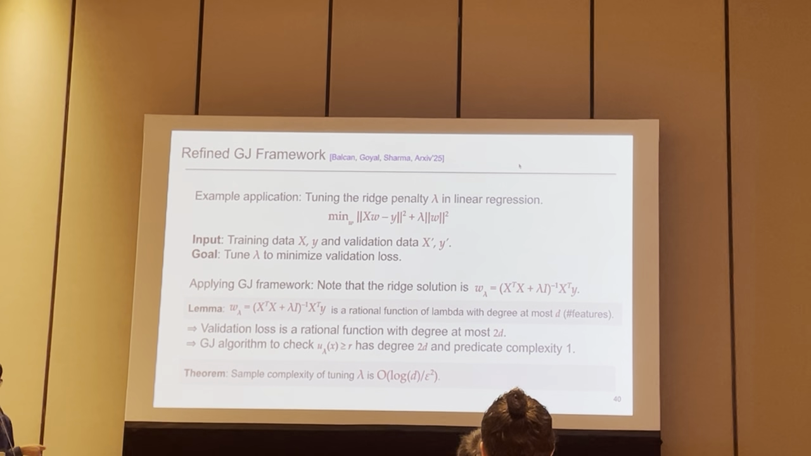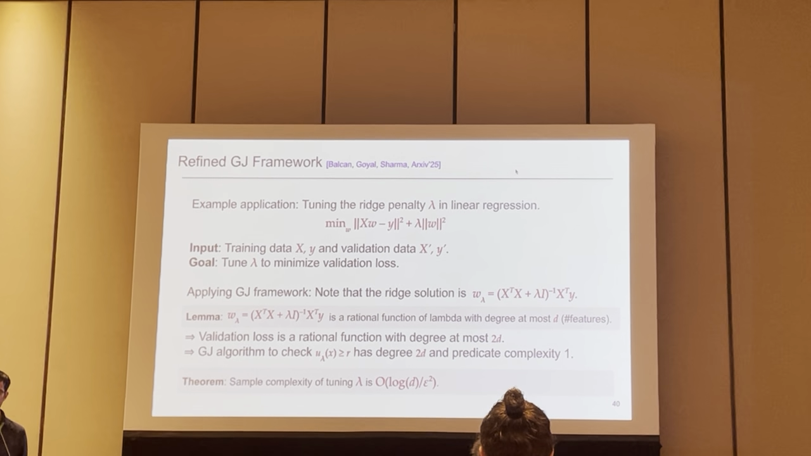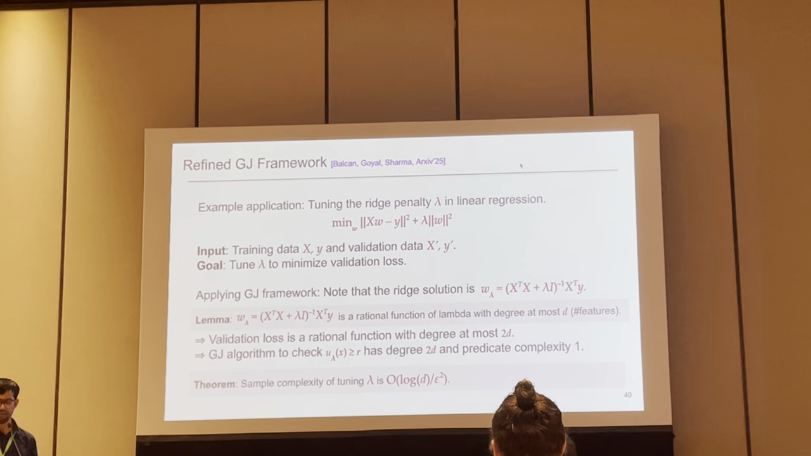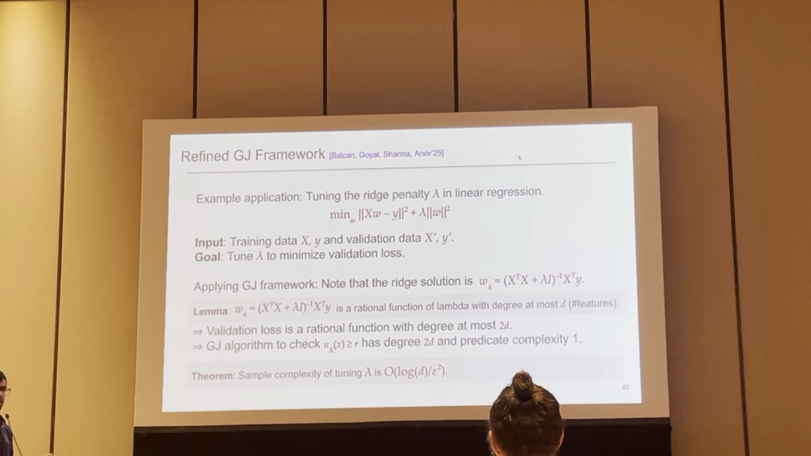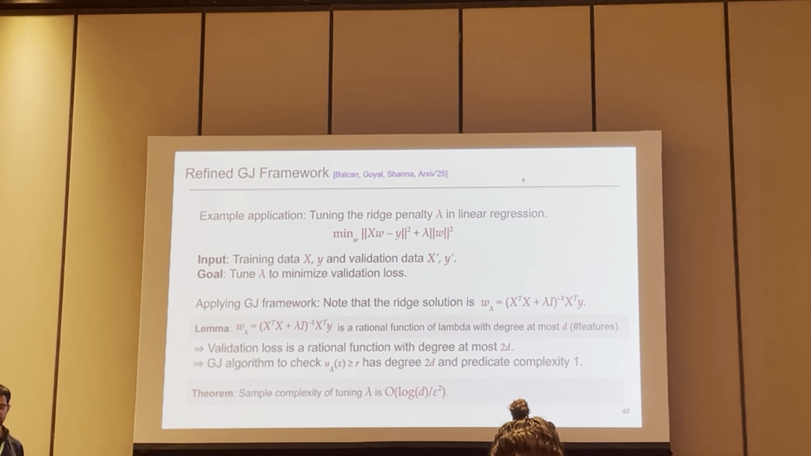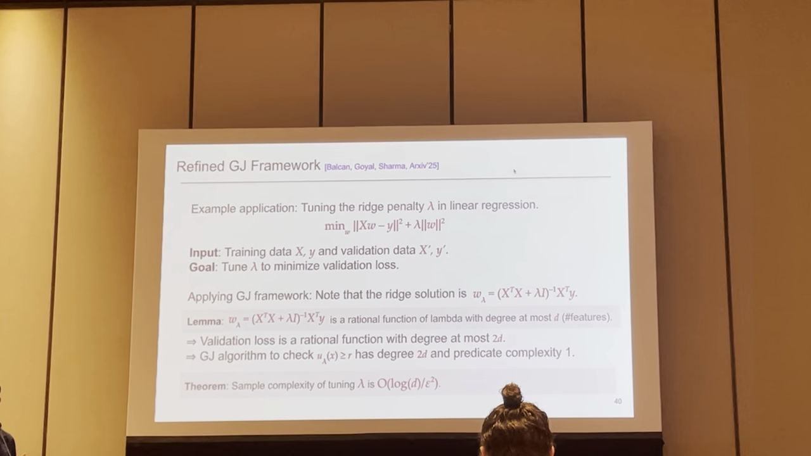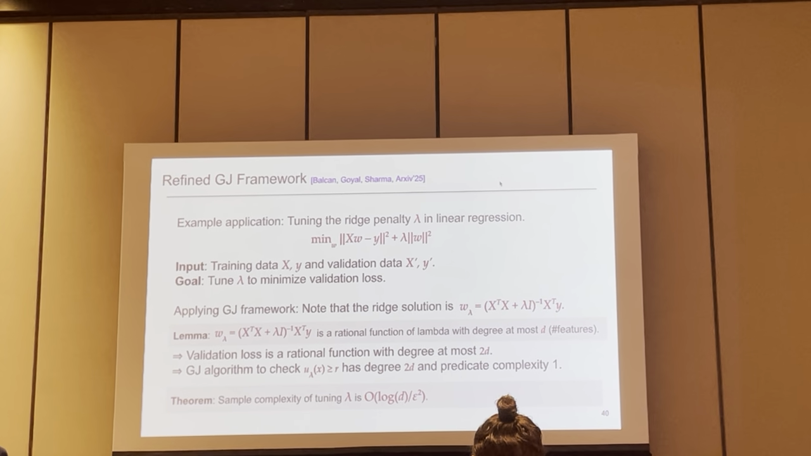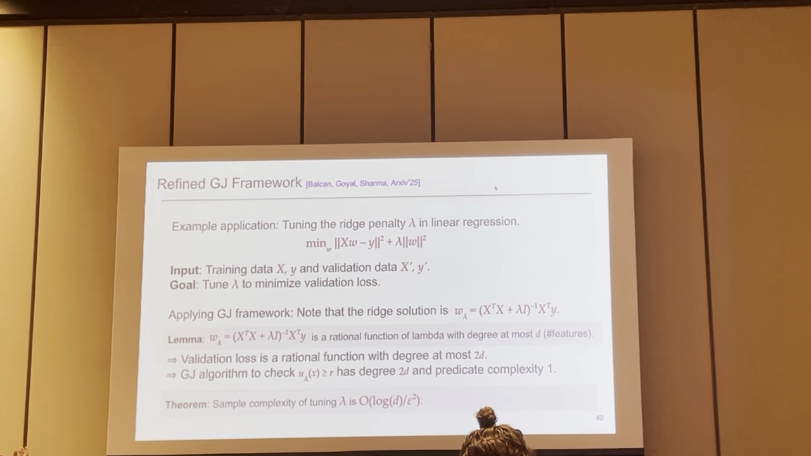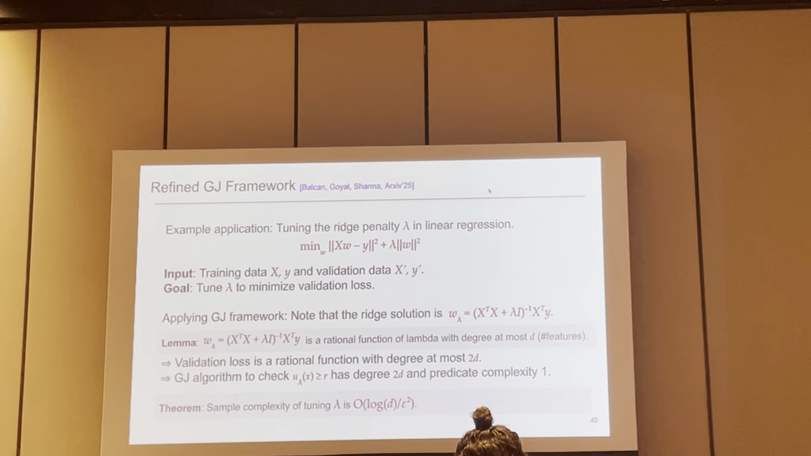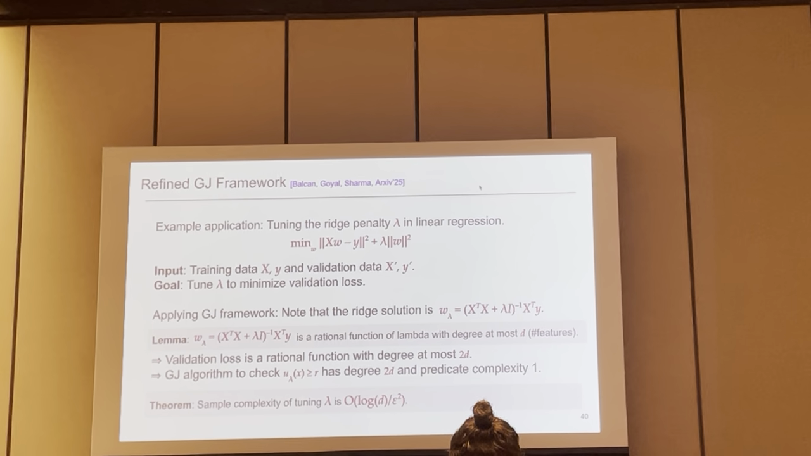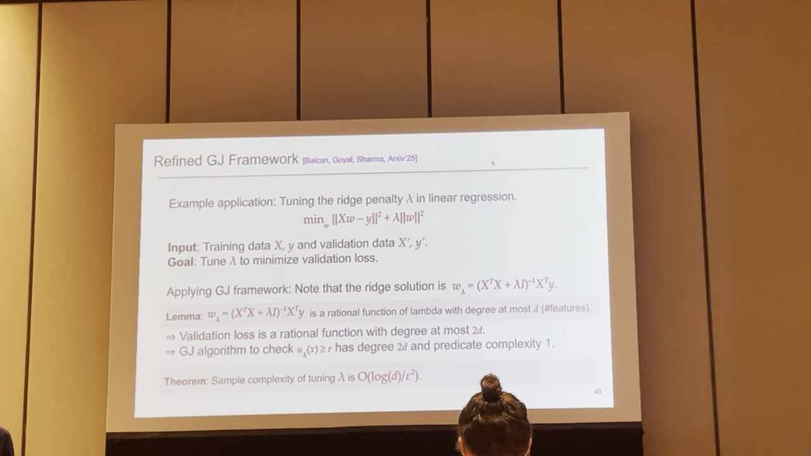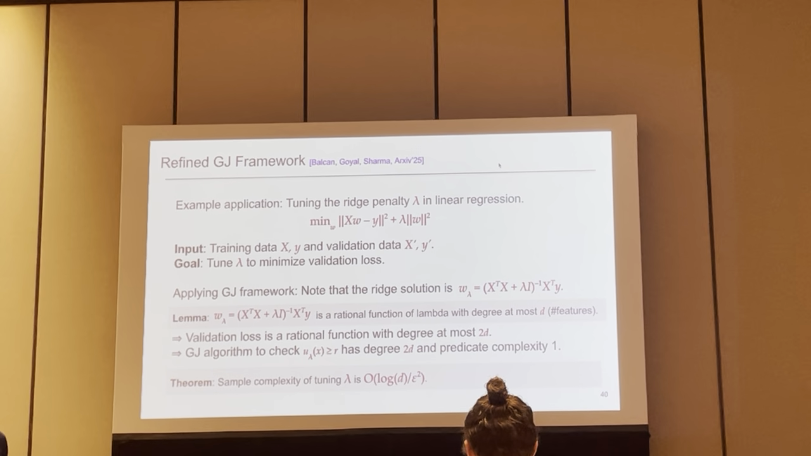You can use this lemma to show that the validation function, which involves squaring, will have a degree at most 2d, and then you can use that to create a GJ algorithm which has degree 2d, and it just evaluates. In this case, it's a simple single predicate that evaluates whether the validation loss is above or below some threshold. So in this case, the theorem directly applies. You can get a pseudo-dimension bound or a sample complexity bound.